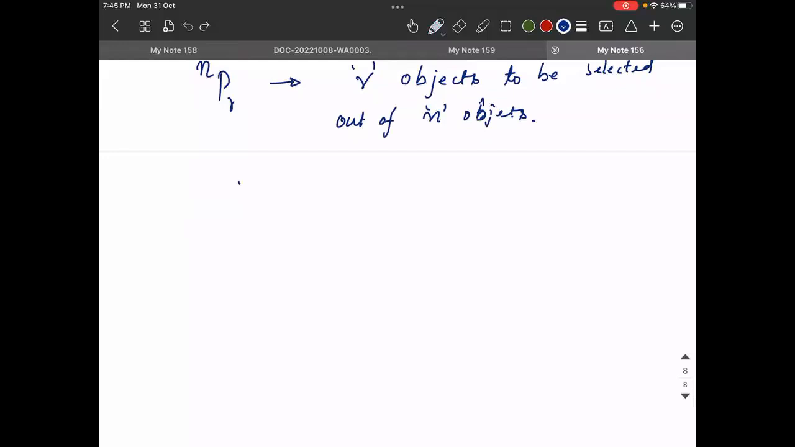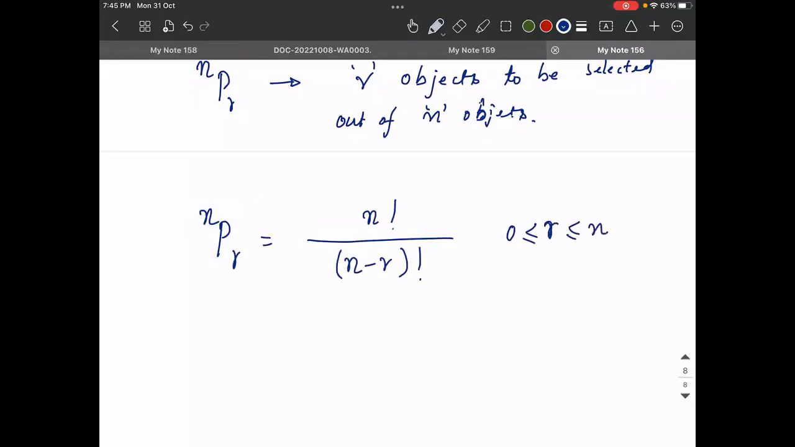Okay, how do we define nPr? This is n factorial upon n minus r factorial, where r can be greater than or equal to 0 and less than or equal to n. Rewrite this formula. Yeah, we can derive this formula.